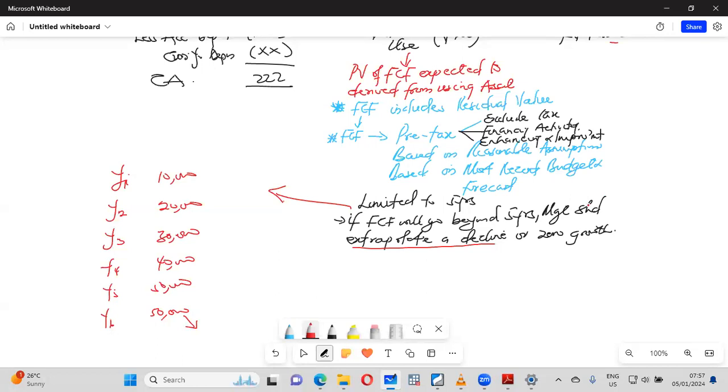Zero growth means that it is constant. Or extrapolate a decline. So that is what it means.